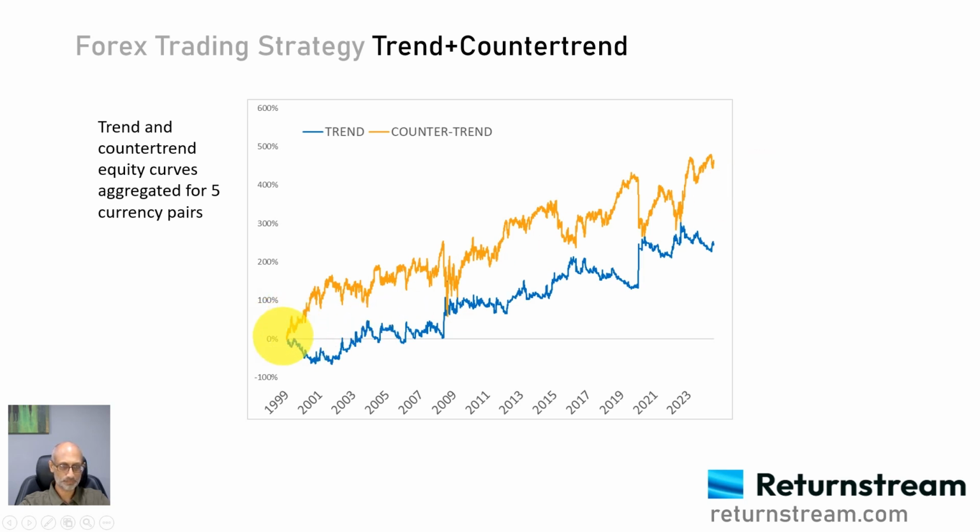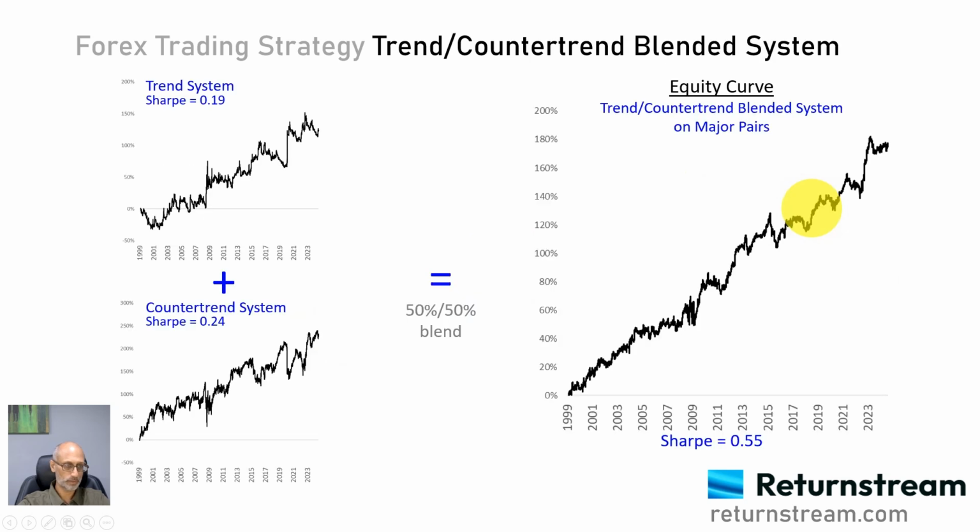And when you combine 2 systems that are so negatively correlated, like a mirror image, and they both have slight upward bias, then the combination will have a highly synergistic effect where the Sharpe ratio has a very significant pickup. And so here it is, the trend system had a Sharpe of 0.19, and the counter trend system had a Sharpe of 0.24. And when you do a 50-50 blend, this is what you get. It's a much better equity curve than either of the 2 components, and the Sharpe ratio goes up to 0.55.